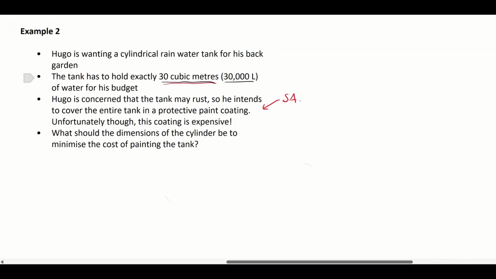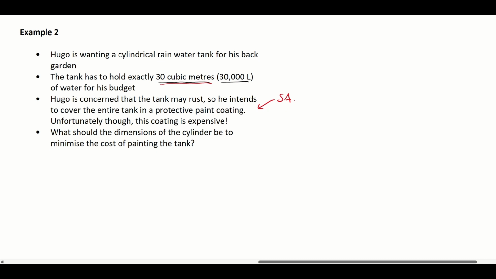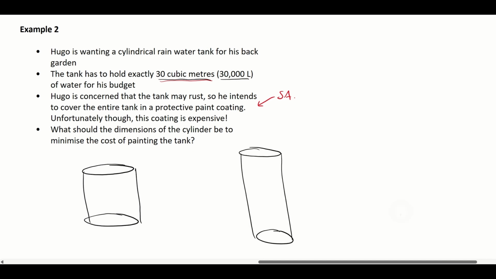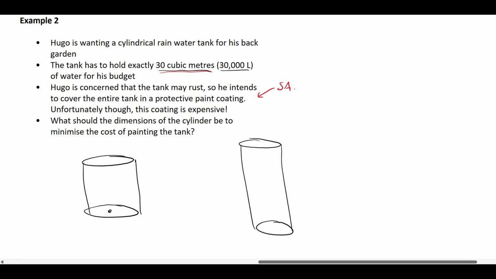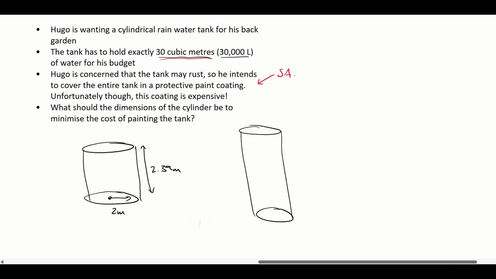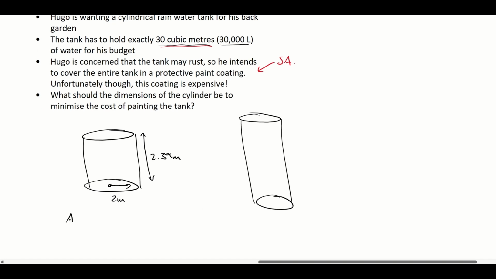So a few options for him. He could build a cylinder that looks something like this. So cylinder number 1, a little short and fat one, or a tall, skinny cylinder. Now, the dimensions of the cylinder on the left could be that we have a radius here of 2 meters and a height here of 2.39 meters.